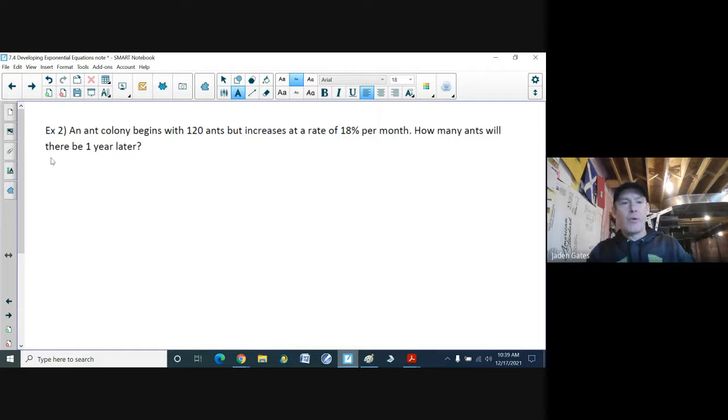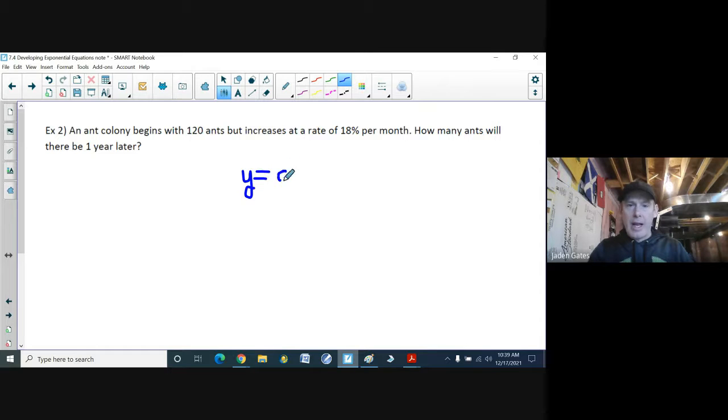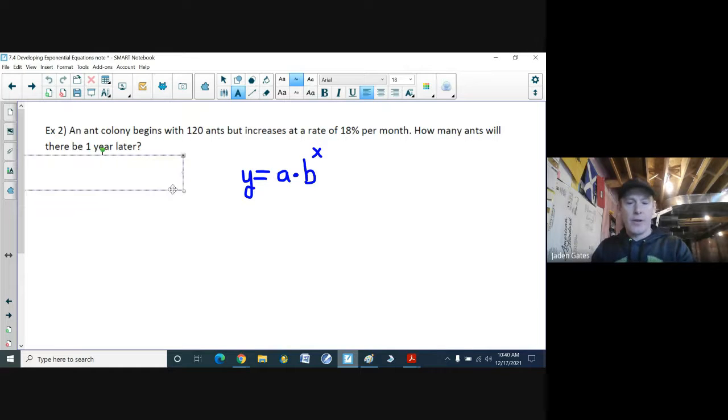How many ants will there be 1 year later? All right, so again, our equation is going to be y equals a times b to the power of x. To find our values, a is the starting amount. We're starting off with 120 ants.